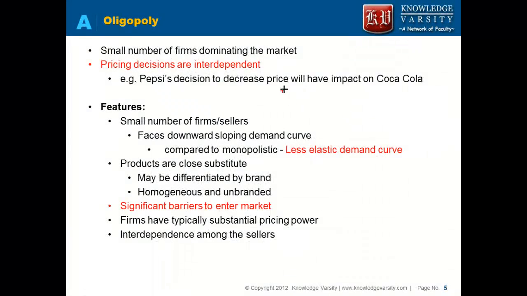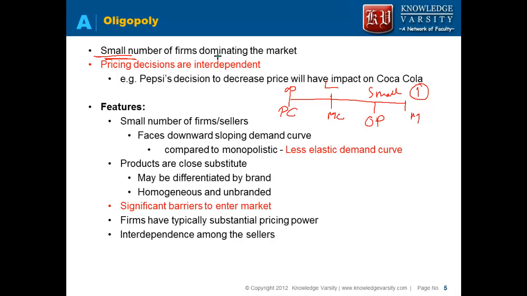Let's see the next one, that is your oligopoly. In case of oligopoly, you find that the number of firms are small. See, we started with perfect competition where there were a large number of firms. Monopolistic competition, also a large number of firms were there. Monopoly, there was only one firm. In case of oligopoly, you have a small number of firms.